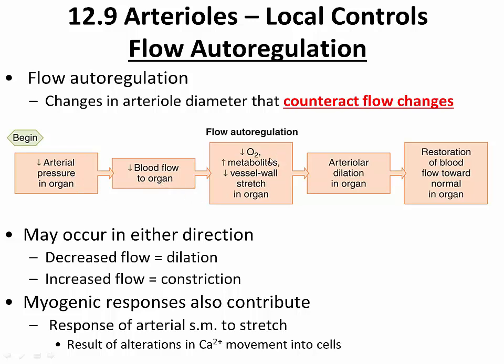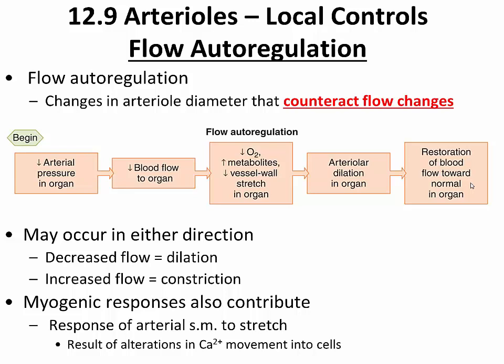And so just the opposite occurs relative to what we just talked about. We have a decrease in oxygen, of course, instead of an increase. We have an increase in the various metabolites that we talked about as opposed to a decrease. And then we have a decrease in vessel wall stretch in the arterioles going to that particular organ. So that means that we have arteriolar dilation in the arterioles that are letting blood go to that organ, and a restoration of blood flow from the low levels back to normal levels in that particular organ.